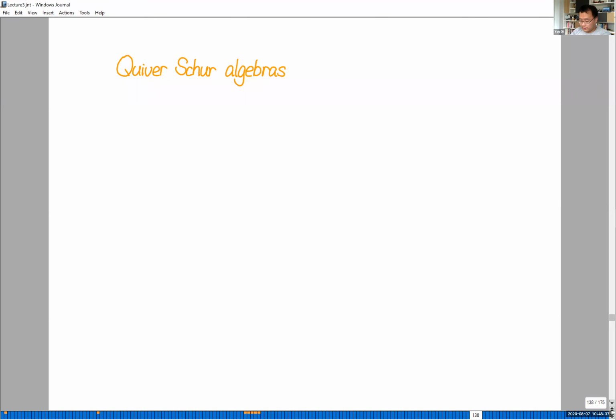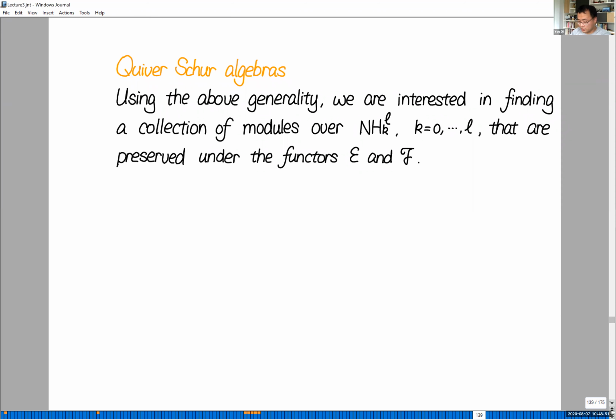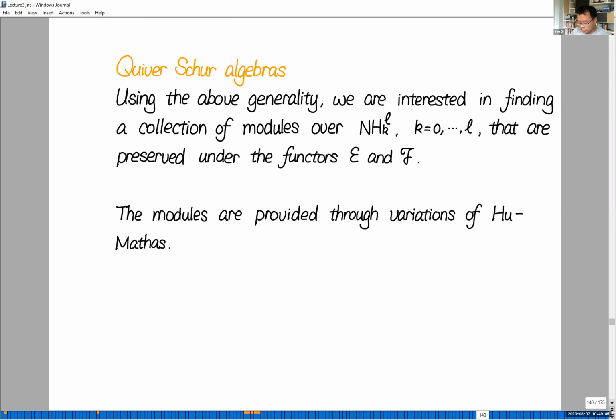So now we just want to adapt this very general framework to quiver Schur algebras, to the particular situation we want to study. So now let's specialize A_K to be the cohomology ring of Grassmannians or its Morita equivalent analog, the cyclotomic nil-Hecke algebras. So we want to find a collection of modules that are preserved under functors E and F. The modules are already provided by variations of work of Hu and Mathas and independently by Ben Webster. But Webster considered actually more modules than needed.